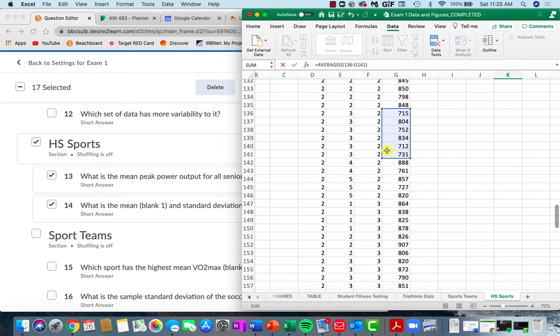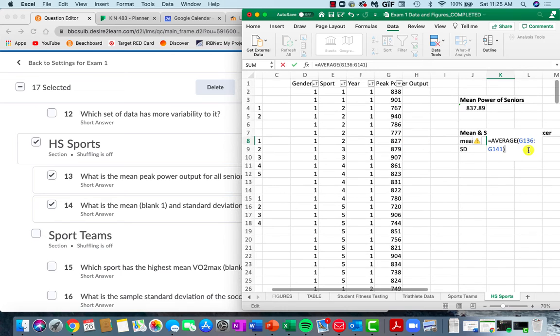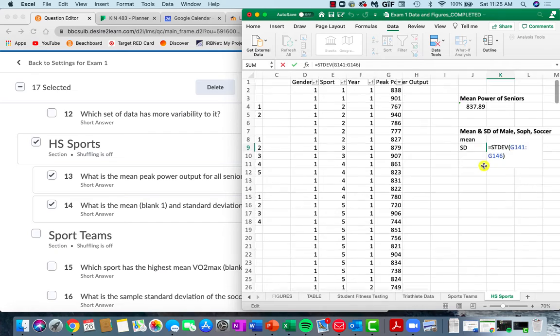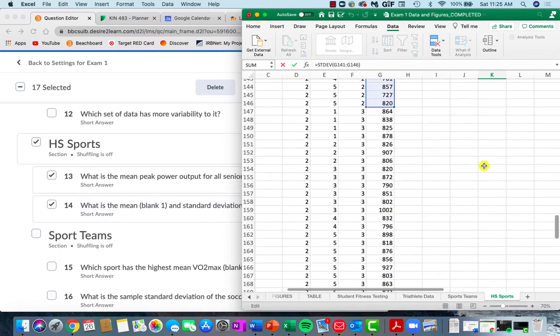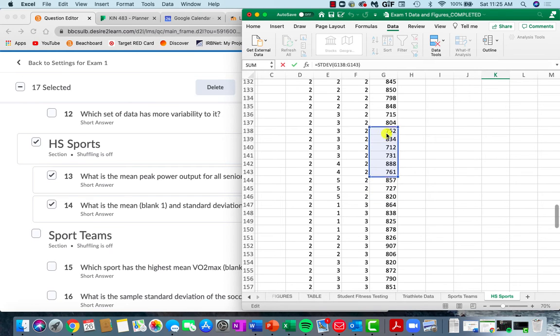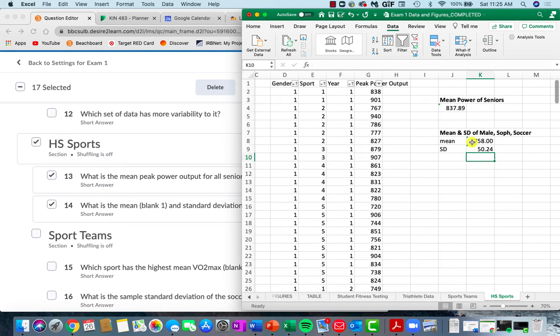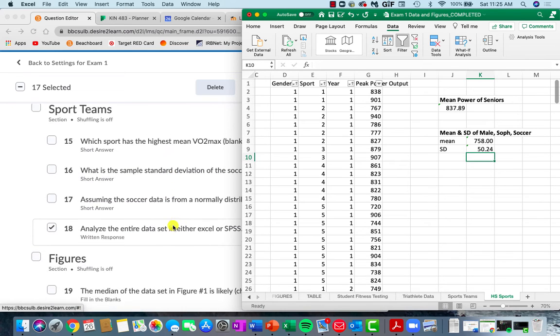So you would take the mean, right, of that clump of cells. That would give you 758, and then I think my standard deviation probably shifted too, because I've sorted this so many different times. And when I undid that function, when I came in, it probably messed it up. So the mean should have been 758, and the standard deviation should have been 50, approximately. Okay, so that covers those ones.